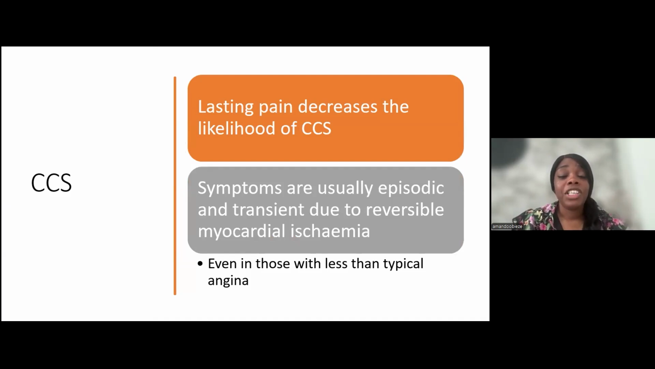So the fact that the patient had a lasting pain actually decreases the likelihood of CCS generally. And the symptoms tend to be episodic and transient because, as we said earlier, CCS is characterized by reversible myocardial ischemia. So it should be on and off. And that's even in patients that have atypical, less than typical angina, it tends not to be persistent. And that's the unique thing about this case. Next, please.